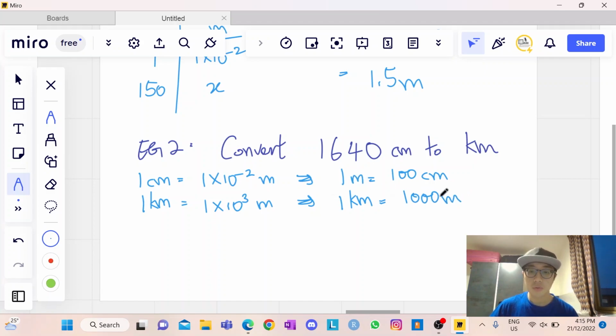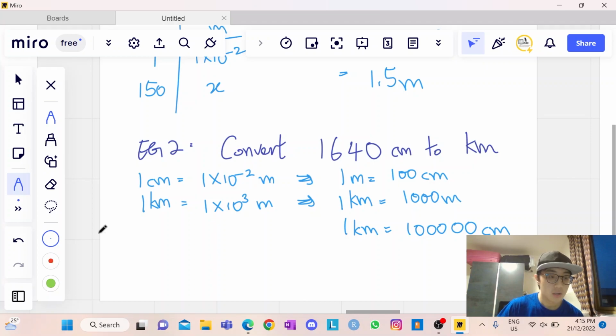So if you combine these two, you will get 1 km is equal to 1000 meters times 100 cm. You will get 1, 2, 3, 4, 5 zeros, so 10 to the power of 5 cm. So this is how you convert km to cm.